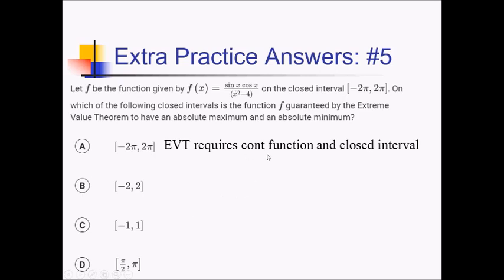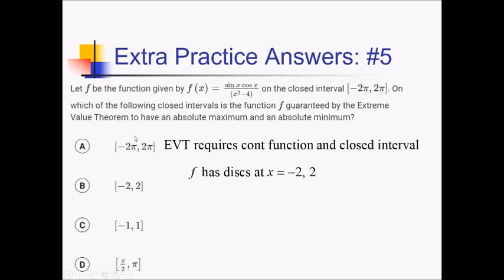Well, probably the easiest way to do that is to look for discontinuities. There's nothing at issue with sine or cosine, so it's really just dividing by 0 that we have to be worried about. And we see that we're going to have discontinuities if x is either negative or positive 2. So if we have intervals that have negative or positive 2 in them, we can quickly eliminate them because EVT guarantees nothing if you have discontinuities.